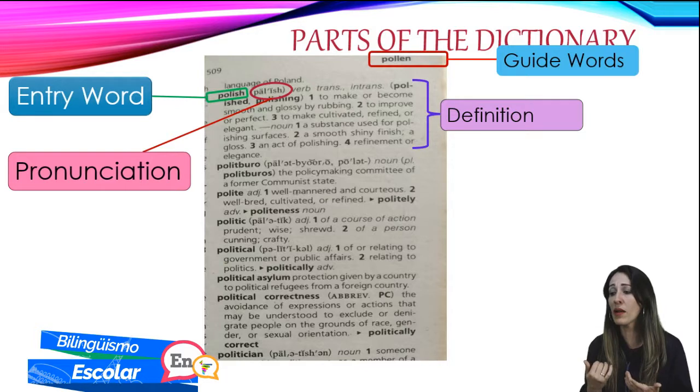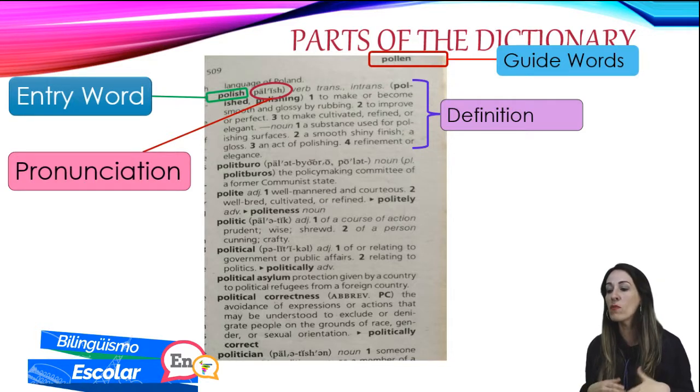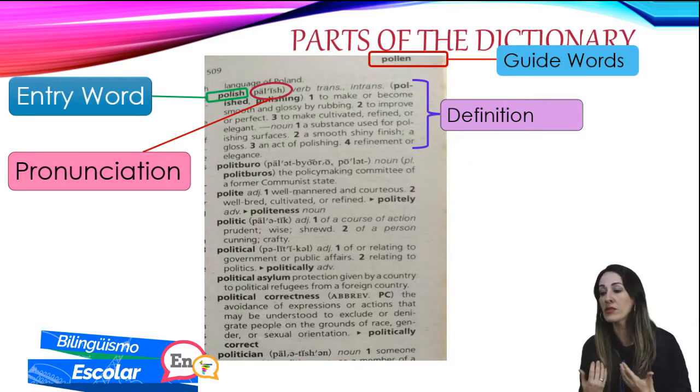Vamos a encontrar que la palabra polish dice que es un verbo, it's a transitive verb, y que dice to make or become smooth and glossy by rubbing, to improve or perfect, to make cultivated, refined or elegant.